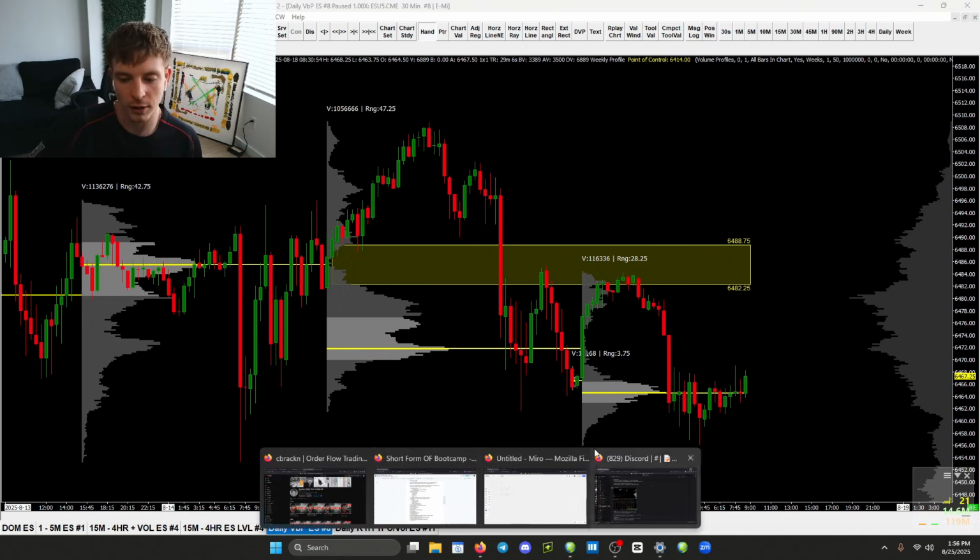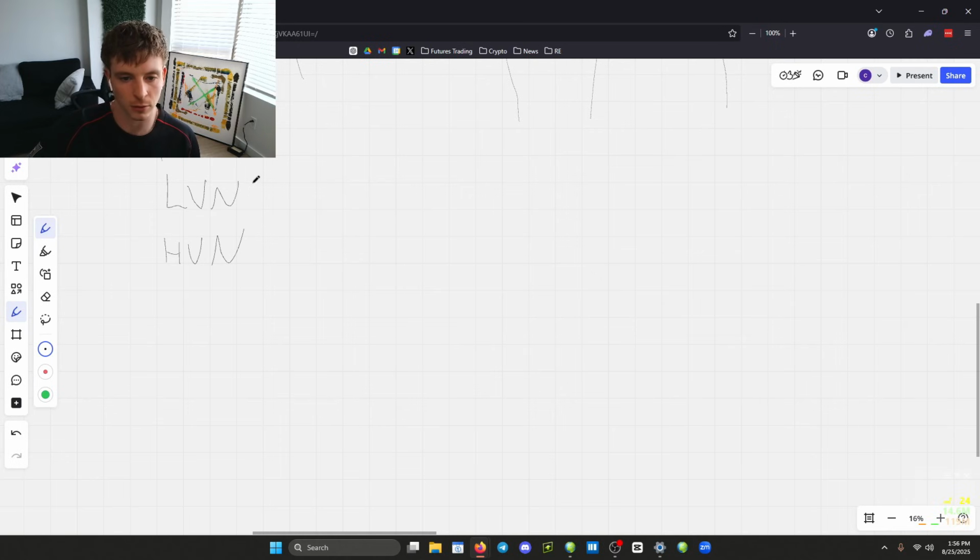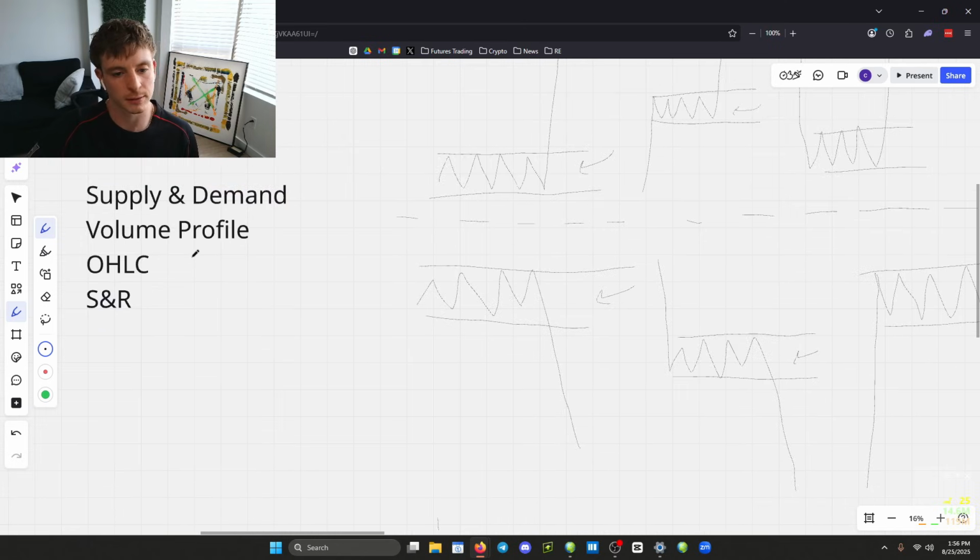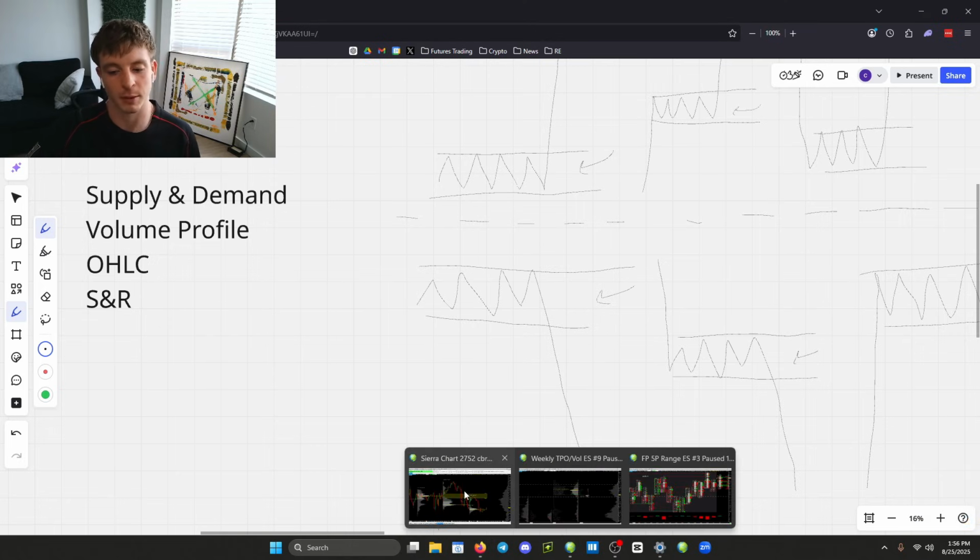Now, the following levels that I'm going to use. So that's, like I said, how I use the volume profile. The next most important levels that I use are the open, high, low, or close of a certain time. Maybe it'll be the week, maybe it'll be the day. Most of the time, it's one of those two things.